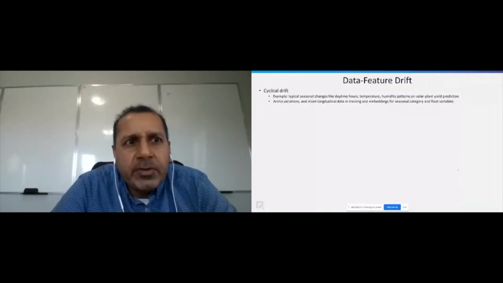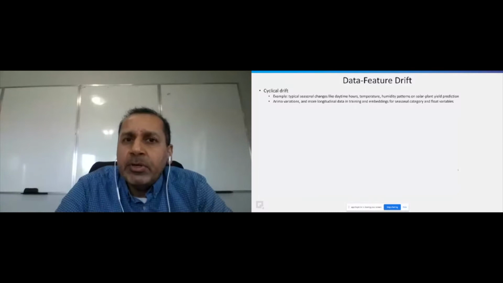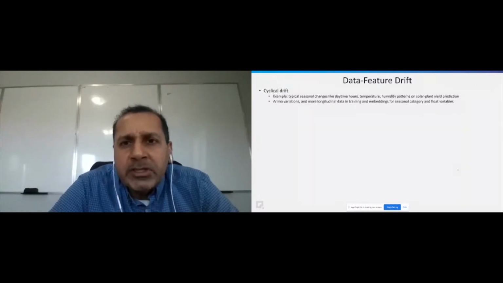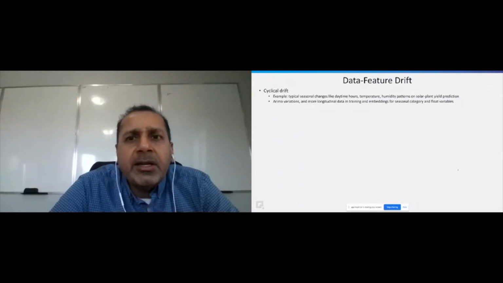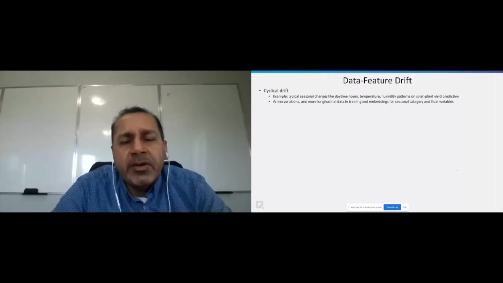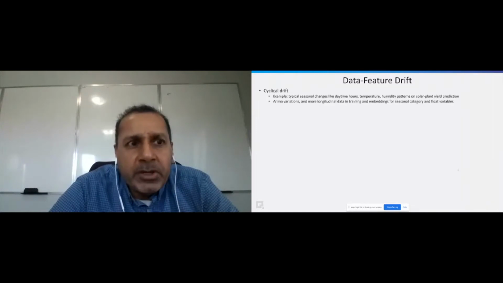Obviously the most common drift, which everybody is fairly comfortable with and we've seen happen enough times, is the seasonal change in the environment. That can lead to, for example, different daytime hours, different temperature, different humidity patterns. For us, as part of the yield prediction for solar plants, that causes enough disturbance that if we didn't model it properly, our yield prediction would be erroneous.